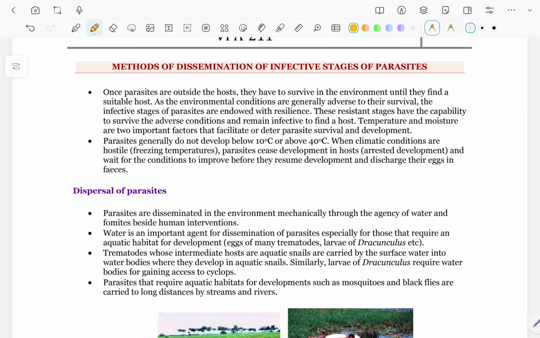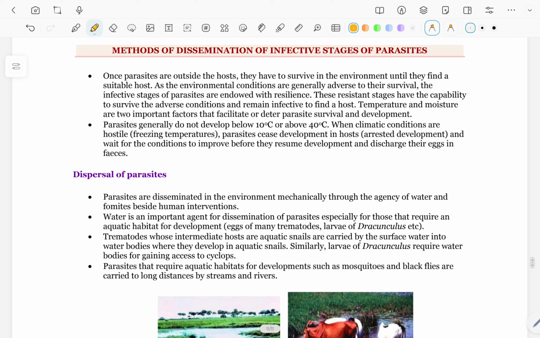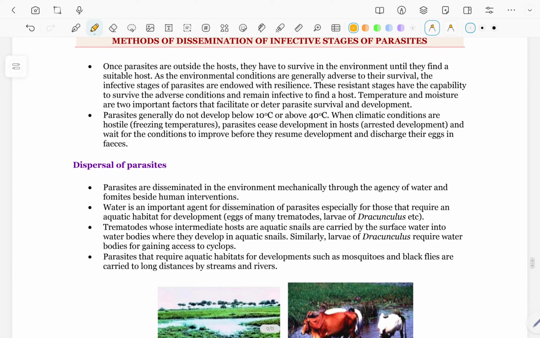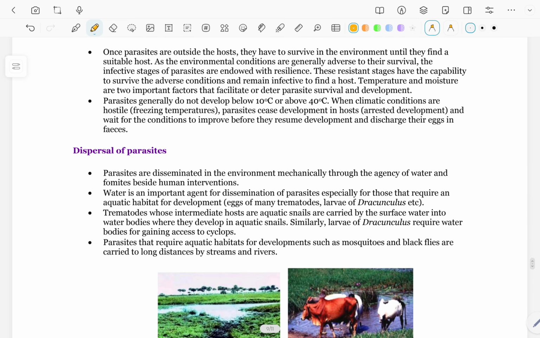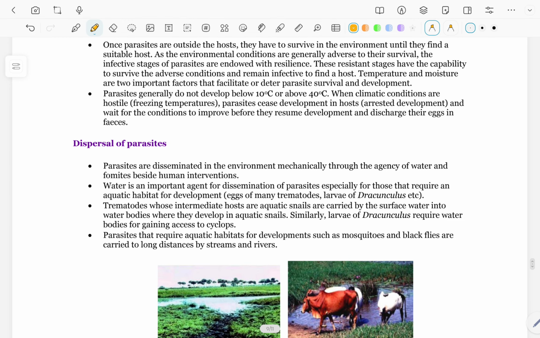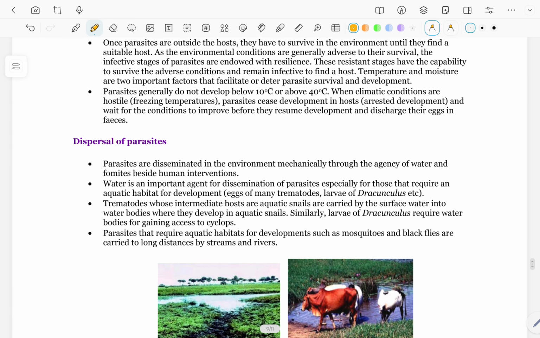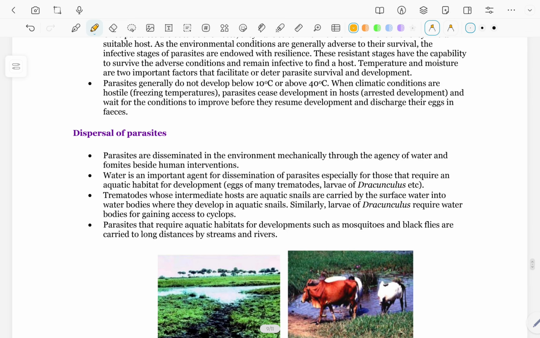These resistant stages have the capability to survive the adverse conditions and remain effective to find a host. Temperature and moisture are two important factors that facilitate or deter parasite survival and development. Parasites generally do not develop below 10 degrees Celsius or above 40 degrees Celsius. When climatic conditions are hostile, such as freezing temperature, parasites in the host undergo arrested development and wait for the condition to improve before they resume development and discharge their eggs in feces.